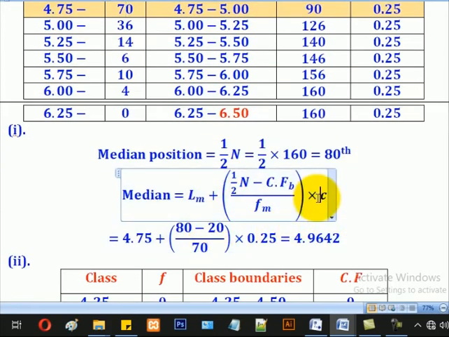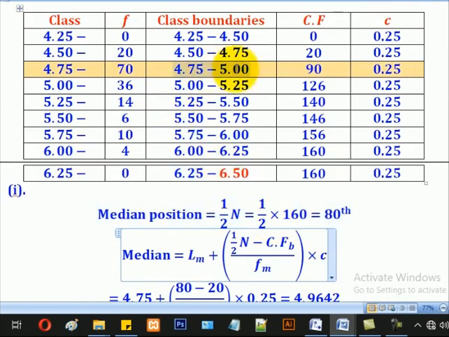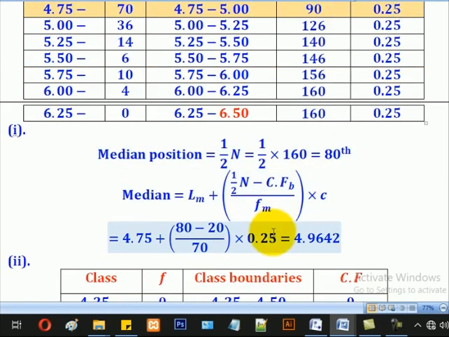C denotes the class width of the median class. Go to the median class, the width is 0.25. So come and put your 0.25 there. When you use a calculator, you'll be able to get your median in that way.